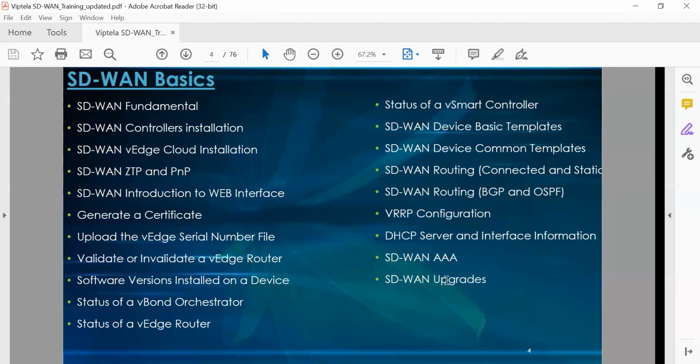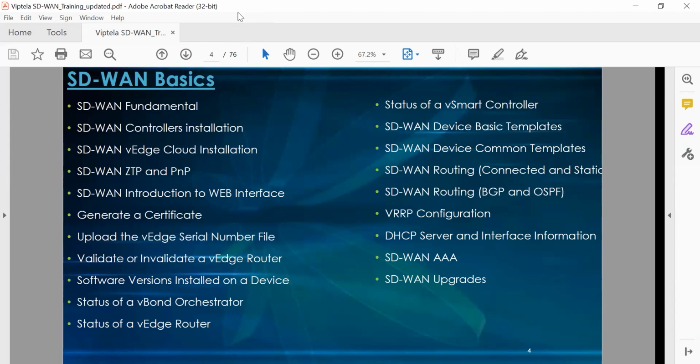SD-WAN AAA, TACACS, upgrades, DHCP server. So many things we have. We will go through each and every one. I'll share this file with you, this PDF, and I'll share the ebook as well, and the lab guides.